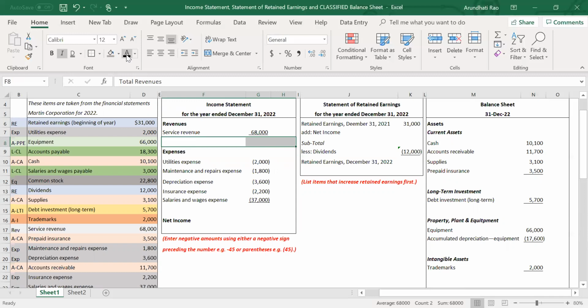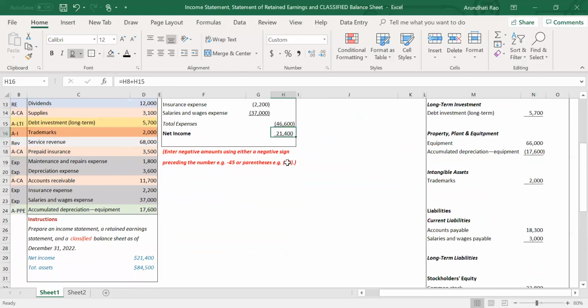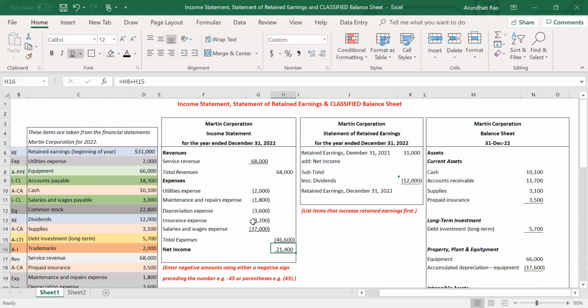I have only one revenue, so my total revenues is 68,000. I have 5 expenses, giving me total expenses of 46,600. The difference between revenues and expenses will give me my net income. And let me quickly check if that net income number I have is correct. 21,400. Yes, I'm on a good start over here. I carry that number over here, the net income number.